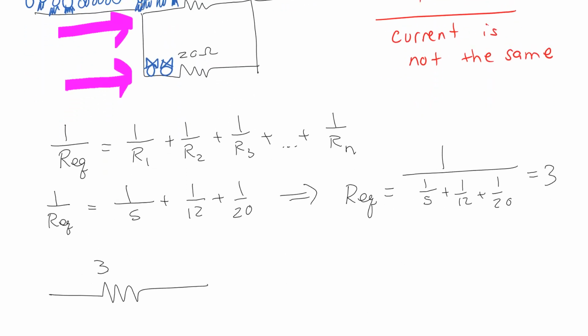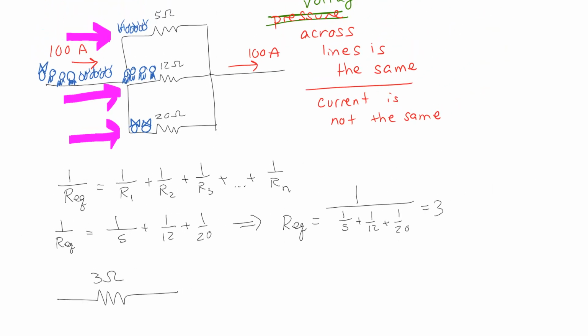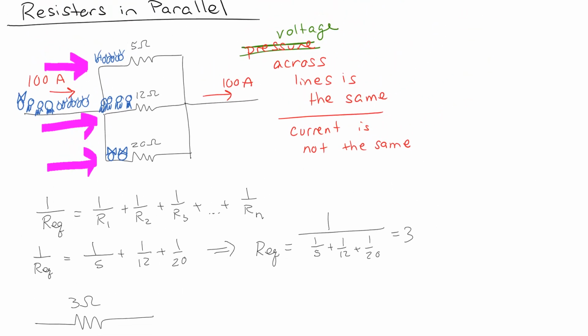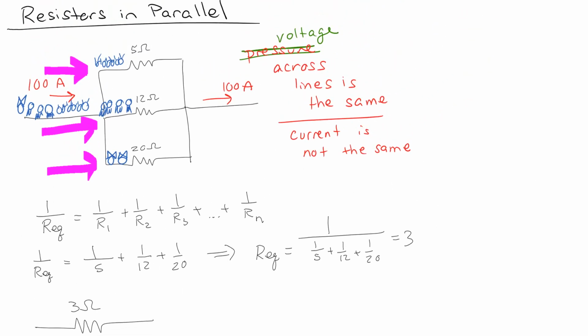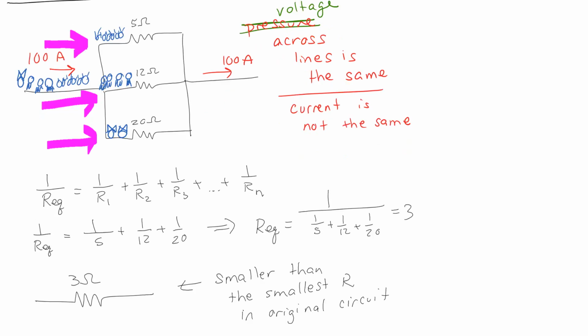I'm going to have to zoom out so you can see this a little bit better. What you look at when you see resistors in parallel is that the 3 here is smaller than the smallest. It's smaller than the smallest R in the original circuit. So 3 is actually going to be smaller than 5, 12, and 20.